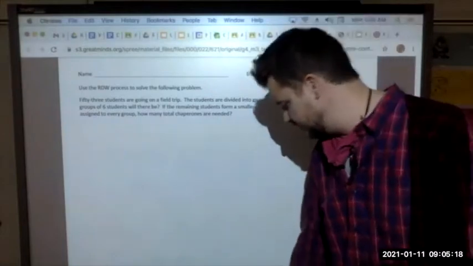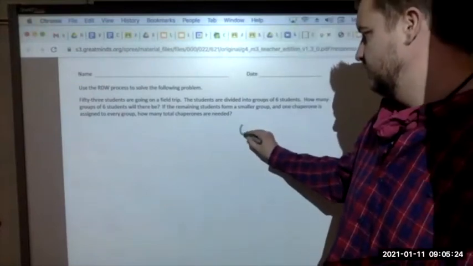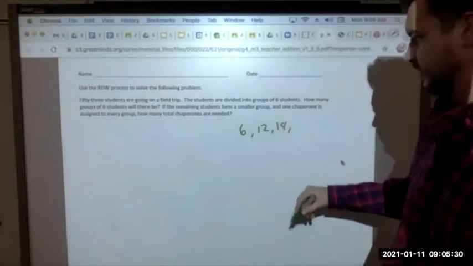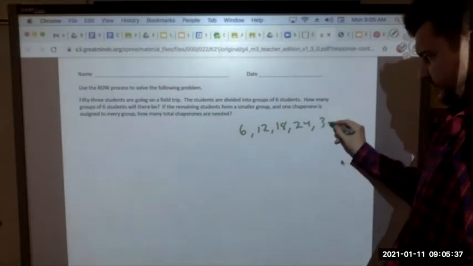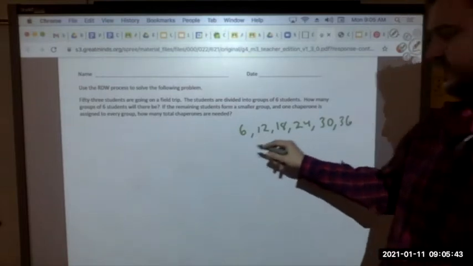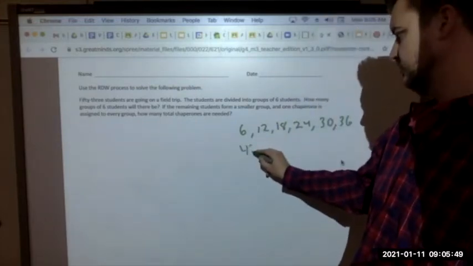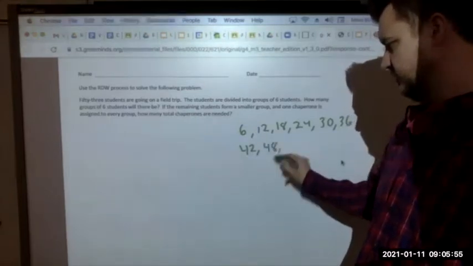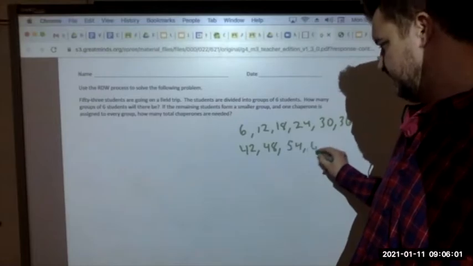The first thing you need to list is your multiples for 6. 6 times 1 is 6. 6 times 2 is 12. 6 times 3 is 18. 6 times 4 is 24. 6 times 5 is 30. 6 times 6 is 36. 6 times 7, 42. 6 times 8 is 48. 6 times 9 equals 54. And 6 times 10 is 60.